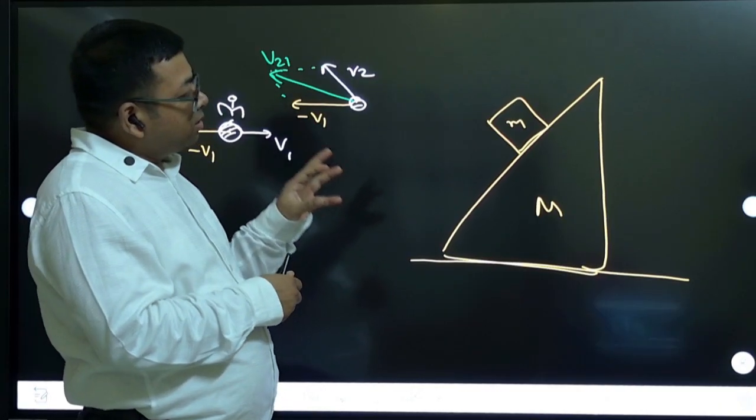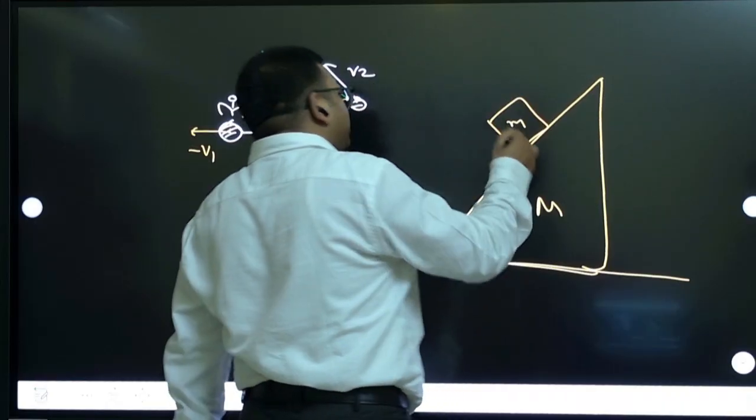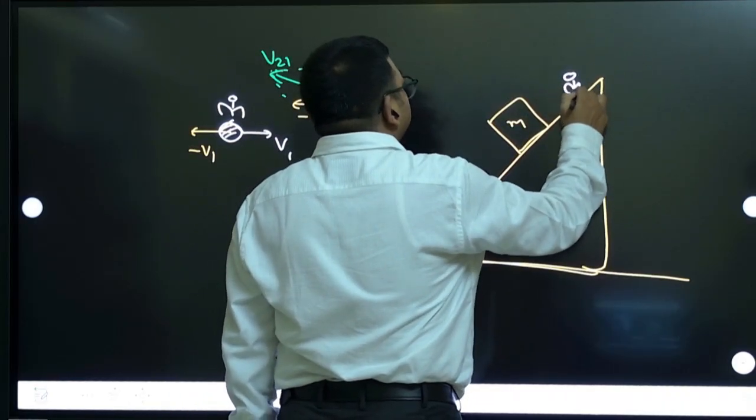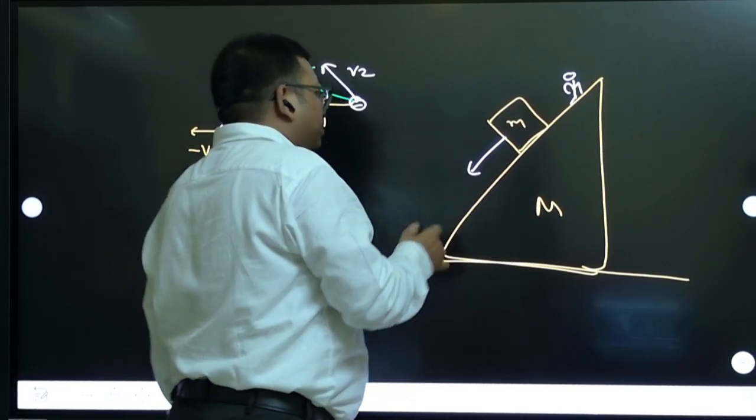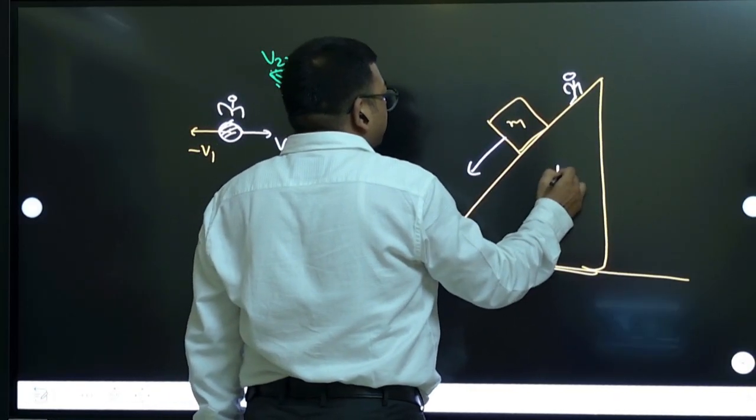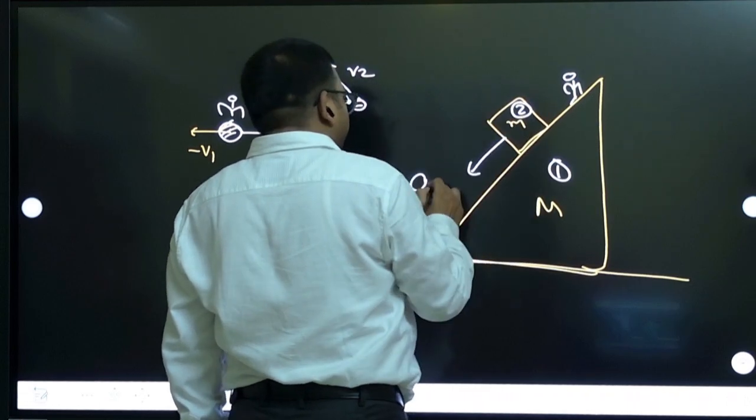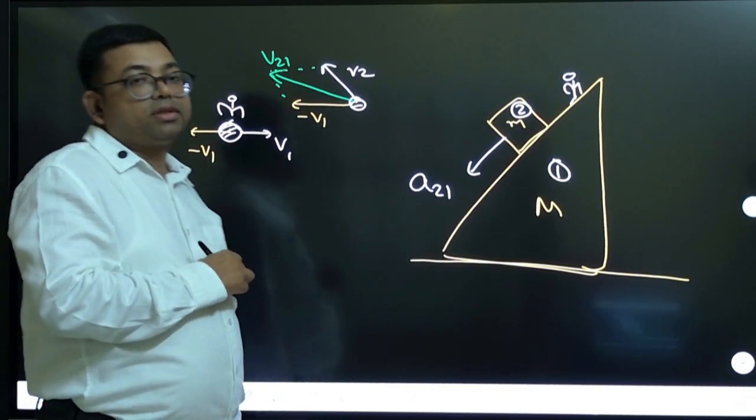If they ask the acceleration of the block, then it is complex, but relative is very easy to calculate, right? So relative means relative to this, it will slide only this way. So this acceleration is, let us say this is first and this is second, the acceleration of 2 with respect to 1. It is correct. That's what it is.